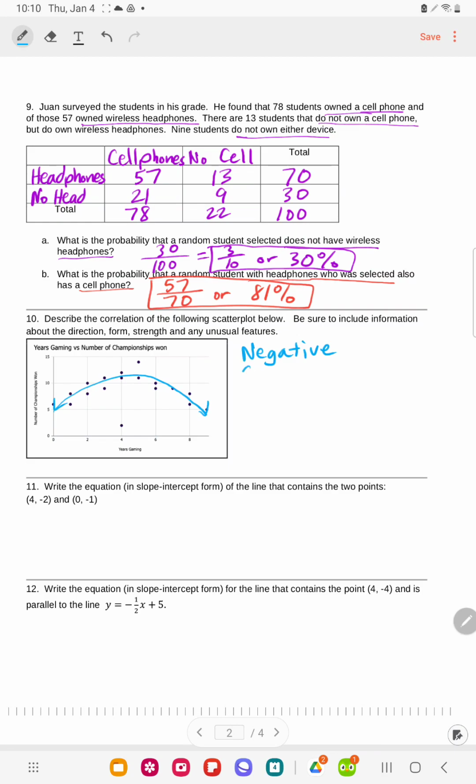The form in this case is a quadratic. It's a negative quadratic. And then the strength, it looks pretty moderate. It's not strong. If it was strong, the points would be a lot closer. And if it was weak, then the points would be more scattered about. And then any unusual features, I think there is an outlier right there. Okay, so that's number 10. Number 11, write the equation in slope-intercept form of the line that contains the 2 points, (4, -2) and (0, -1).